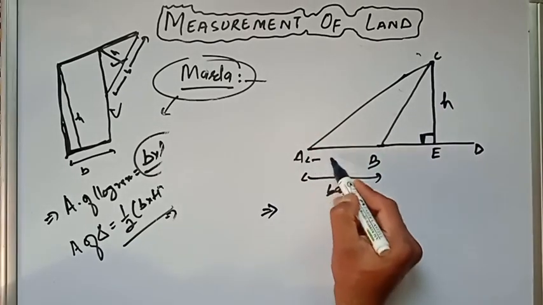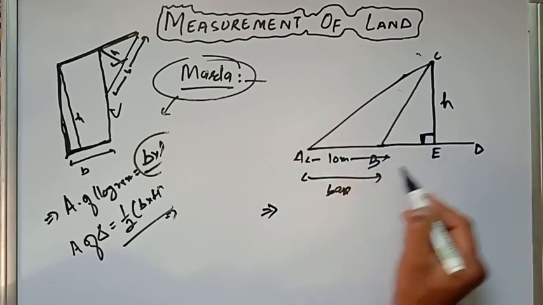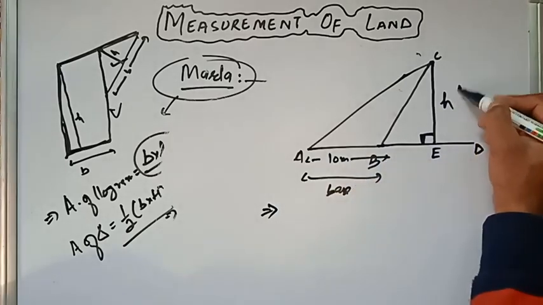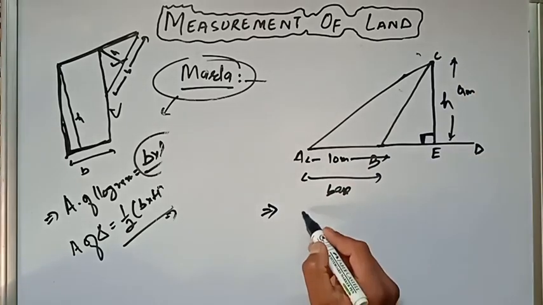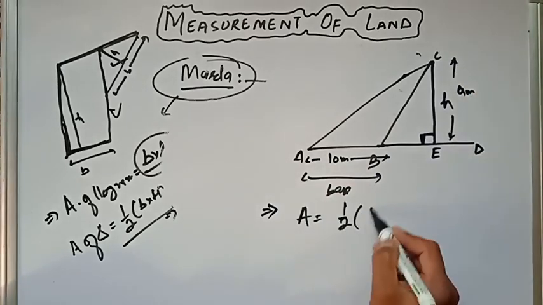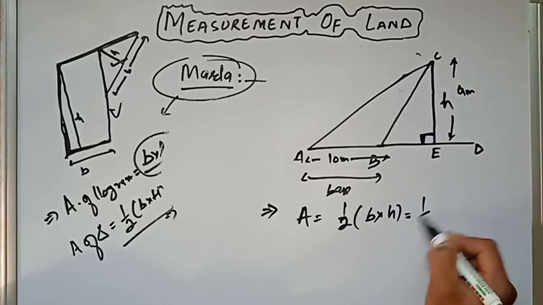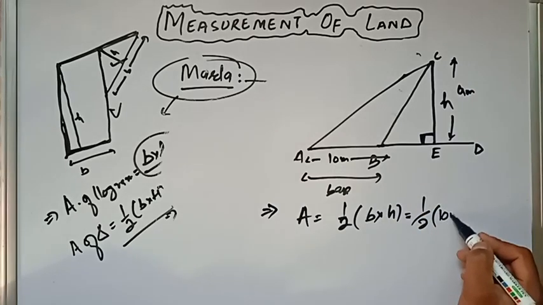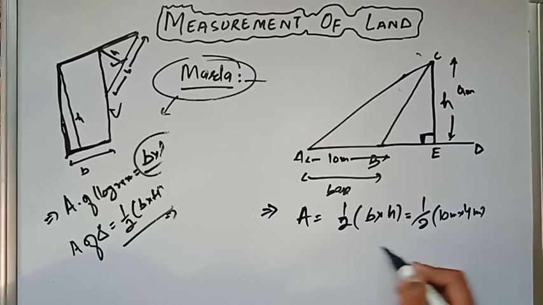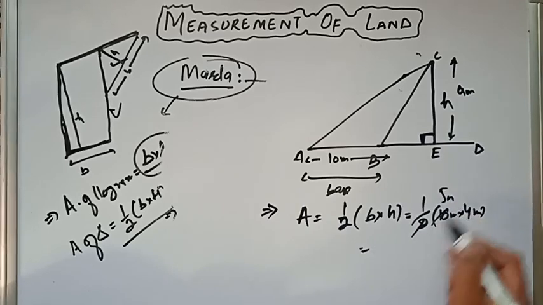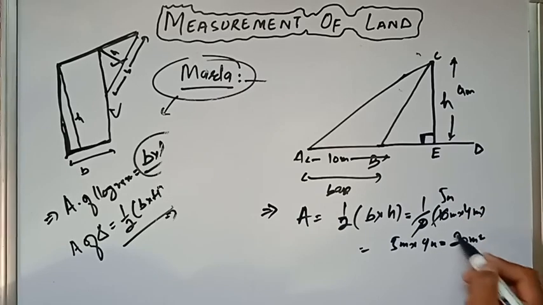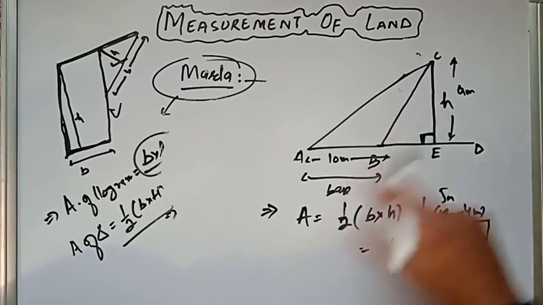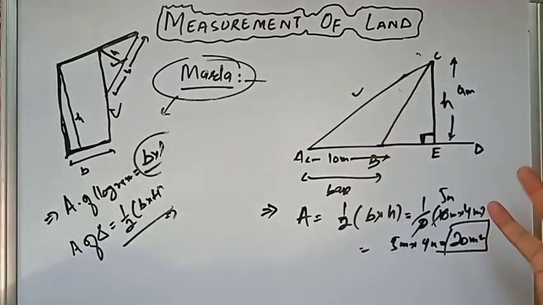Suppose this is 10 meters, and this height is, suppose, 4 meters. Now its area will be equal to 1 by 2 base into height, which is equal to 1 by 2, base is 10 meters into height is 4 meters. It will be equal to 5 meters into 4 meters, which is equal to 20 meter square. This is the one way to find its area. Or there will be different units also.